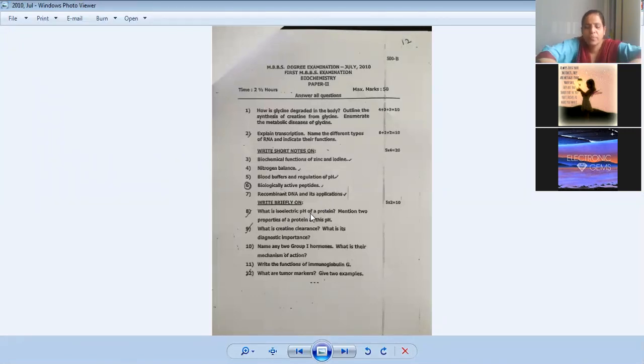Isoelectric pH: the pH at which the zwitterionic form of an amino acid exists. See, creatinine clearance we have already discussed. Group 1 hormones I will tell you. Functions of immunoglobulin. Tumor markers I hope I told you already. Isn't it, tumor markers we studied recently?